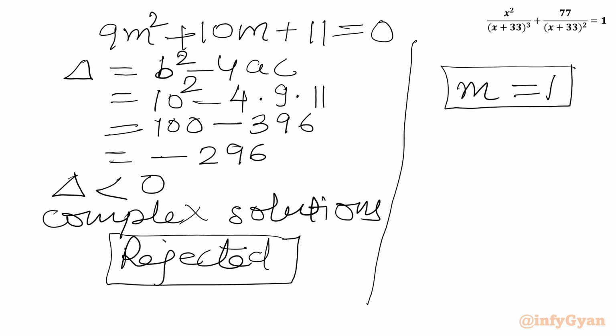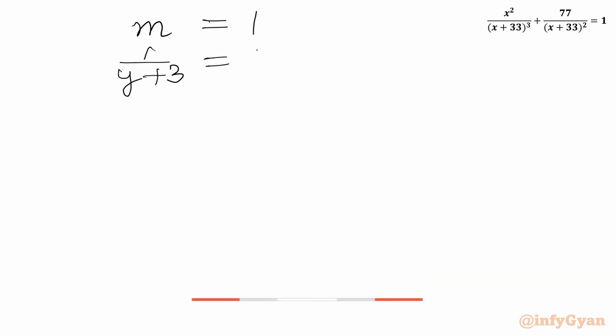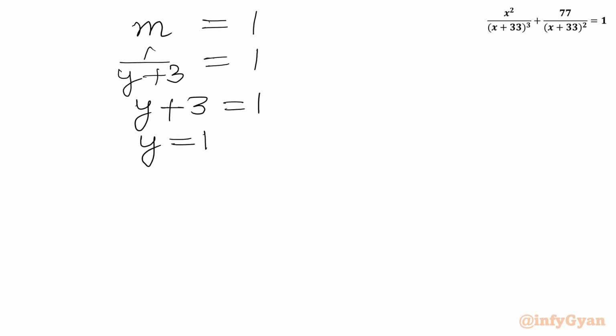Now m was our substitution. Let me write here m equal to 1. m was 1 over y plus 3 equal to 1. Now we can cross multiply. y plus 3 equal to 1, or I can write y will be 1 minus 3, which will give us y equal to negative 2.